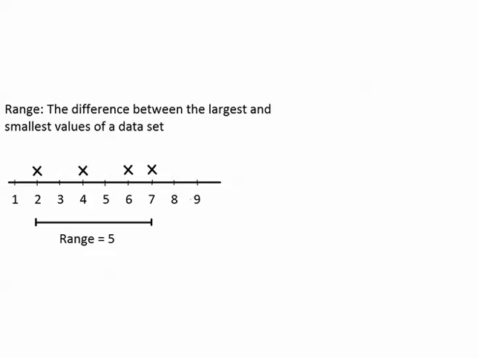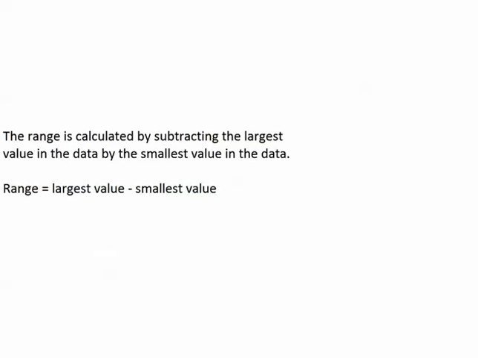The formula for finding the range is pretty simple. To find the range of a data set, you subtract the largest value in the data by the smallest value in the data. Let's look at a few examples of finding the range of a data set.